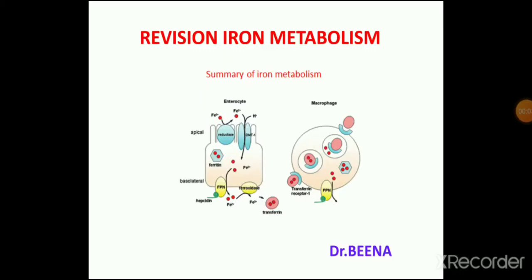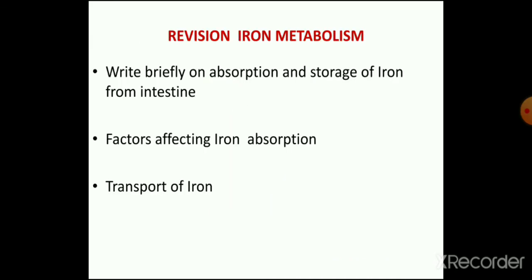Today we are revising iron metabolism. In the revision we are mainly dealing with the university questions. The important questions were: write briefly on absorption and storage of iron from intestine; another was factors affecting iron absorption; and the third one was transport of iron.